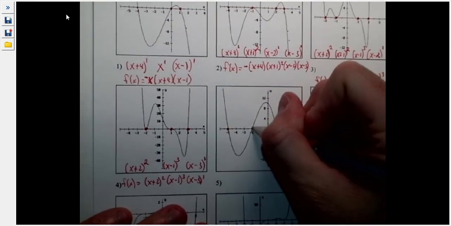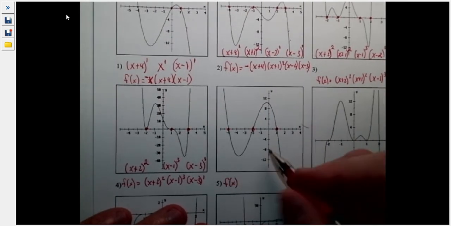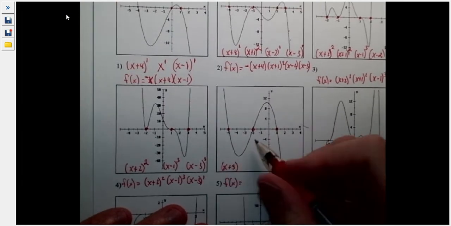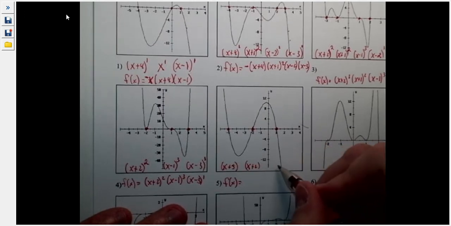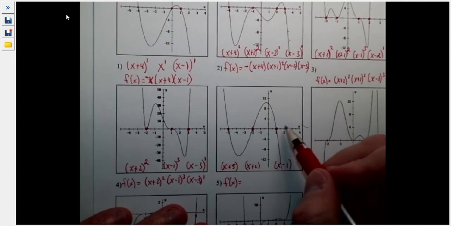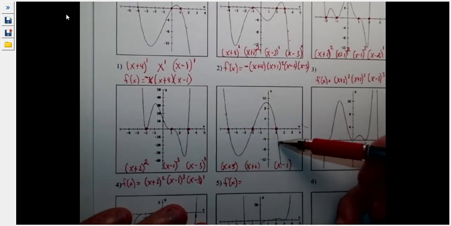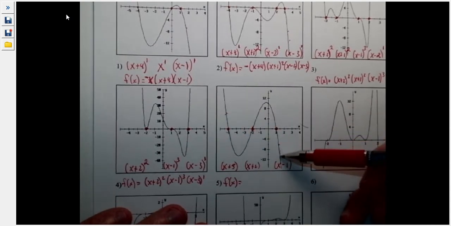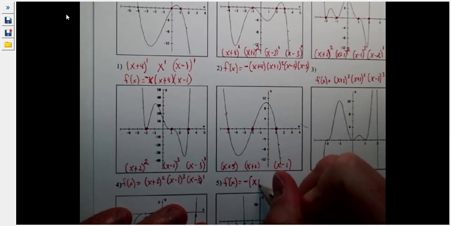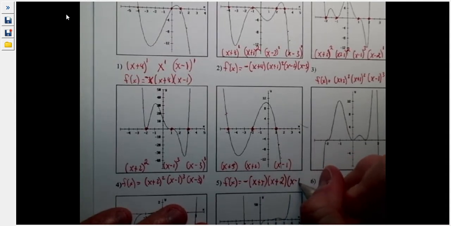Okay, zeros here, here, and here. So f of x. Now, this is x plus 5, x plus 2, and this one is x minus 1. It crosses linearly, linearly, linearly. Now look at my end behavior. Since it's an odd function, since this side's going up and this side's going down, it doesn't look like the normal cubic, so the leading coefficient is negative. So x plus 5, x plus 2, x minus 1.